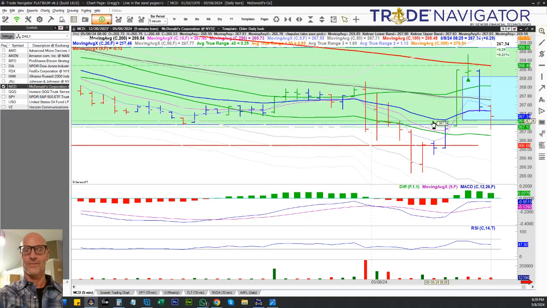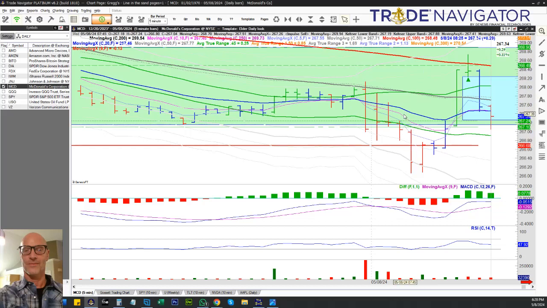So I got long here, 267.24. I placed my stop. This particular trade, I just decided to go with the 2 ATR stop or a 4 ATR profit target, whatever comes first. And that's correct trading, having a smaller amount of risk and a larger amount of gain.